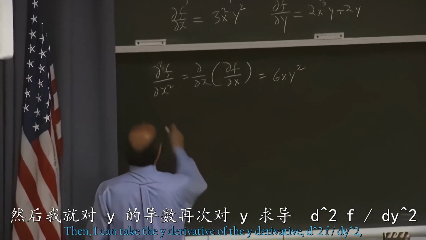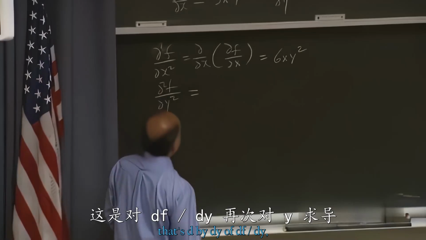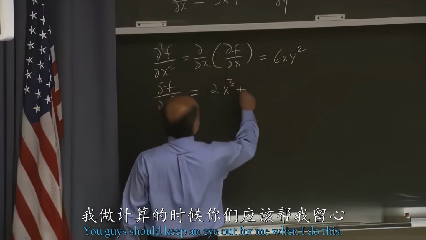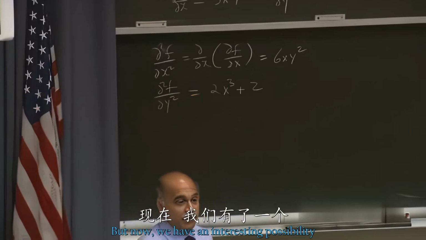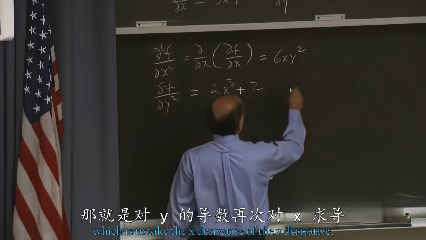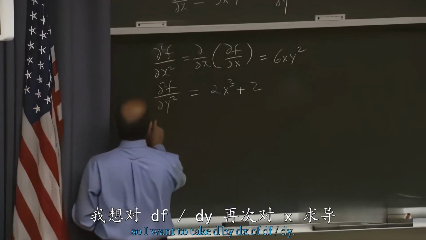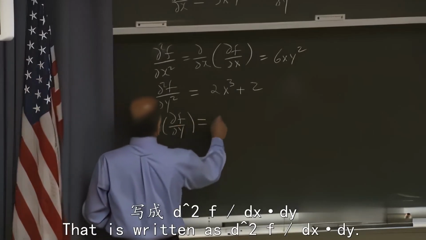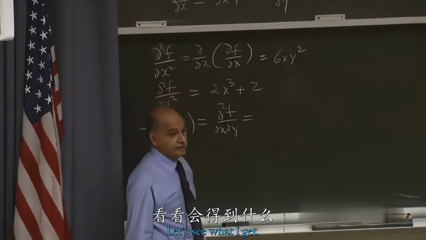Then I can take the y derivative of the y derivative, d2f/dy squared. That's d/dy of df/dy. If you take the y derivative there, you should keep an eye out for me. When I do this, I get this. But now we have an interesting possibility you didn't have in one dimension, which is to take the x derivative of the y derivative. So I want to take d/dx of df/dy. That is written as d2f/dxdy.